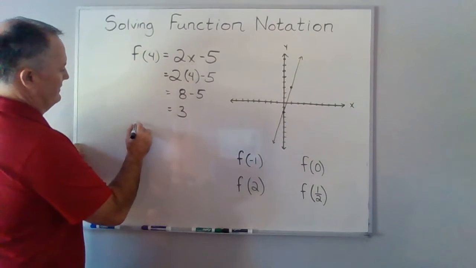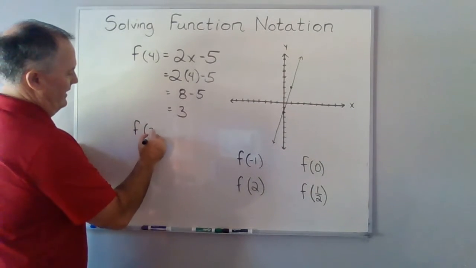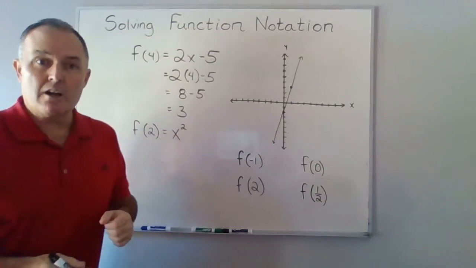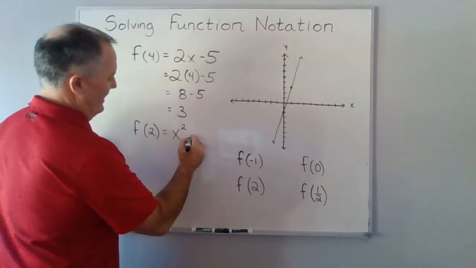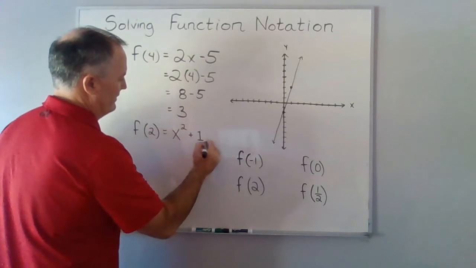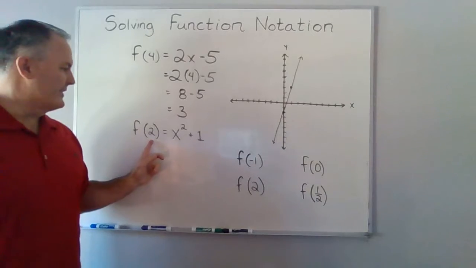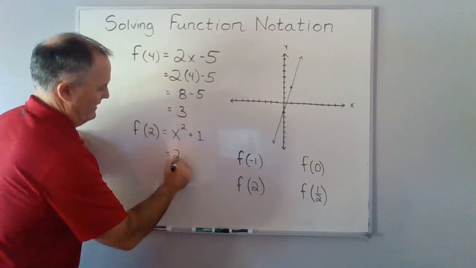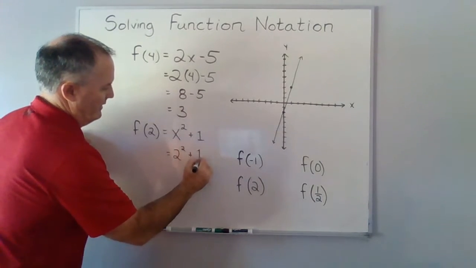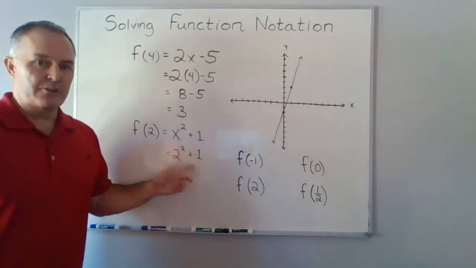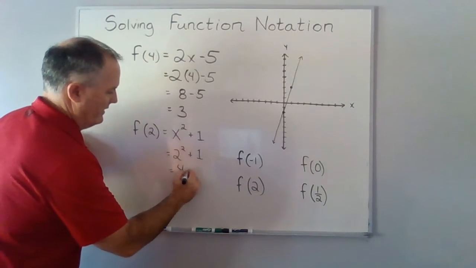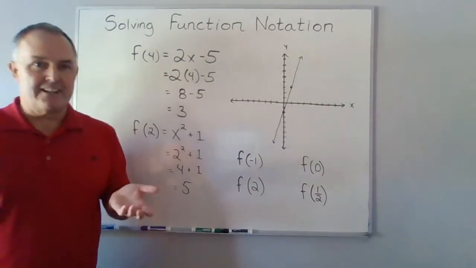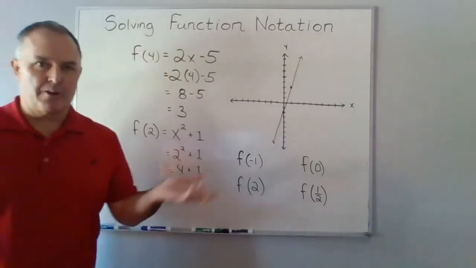Let's do another one. Say f of 2. We'll even step it up a notch and do a quadratic, x squared plus 1. All you do is you take your 2 and plug it in where you see the x. Plug the 2 in, plus 1. 2 squared is 4. 4 plus 1 is 5. That's how you solve function notation if you're given actual equations.